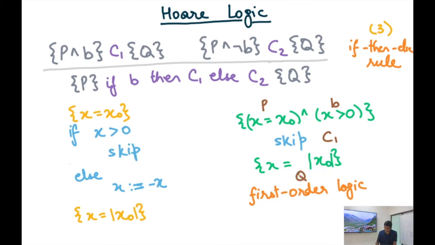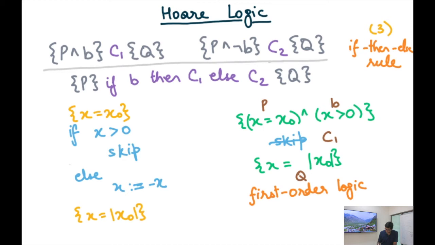It's easy to see that this is true, and we'll use some kind of logic. I'm using first order logic here, by which I mean that there can be quantifiers on values, but not quantifiers on higher order functions and things like that. So here we have x equals x naught and x greater than 0. Don't do anything, and that means x equals modulus x naught. Can I prove this? I can prove this using first order logic, because this is a skip operator, I really don't need my constructive rules.